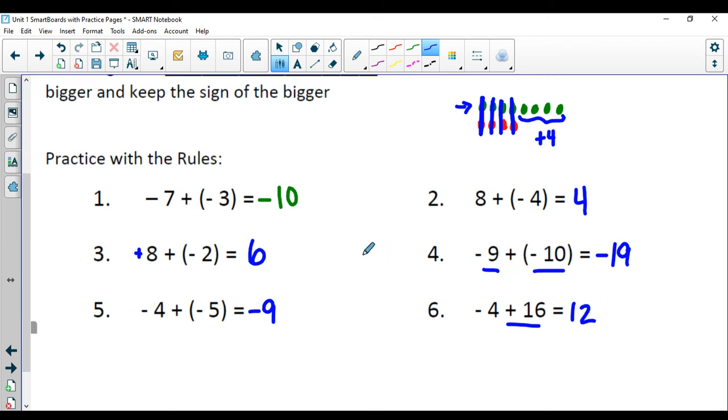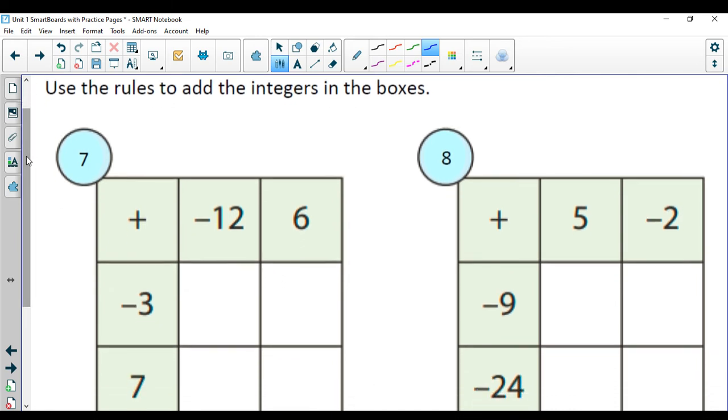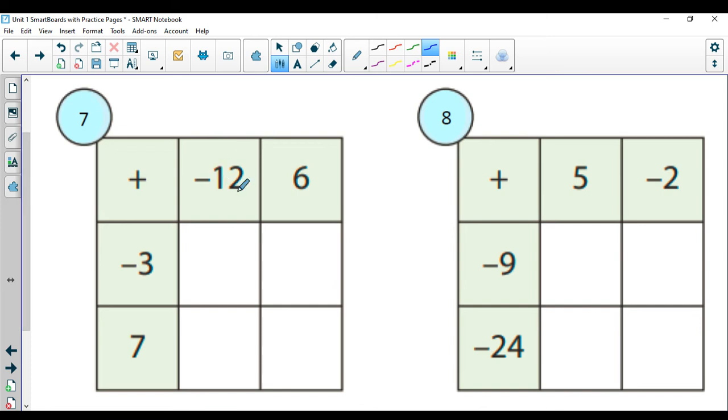The next 2 examples are little boxes. We're going to just add the integers. So you've probably seen a multiplication table before. This is actually an addition table. So we're going to go ahead and add these. We're going to say, all right, -12 and a -3. Add those together, and we're going to put that answer right here inside this box.